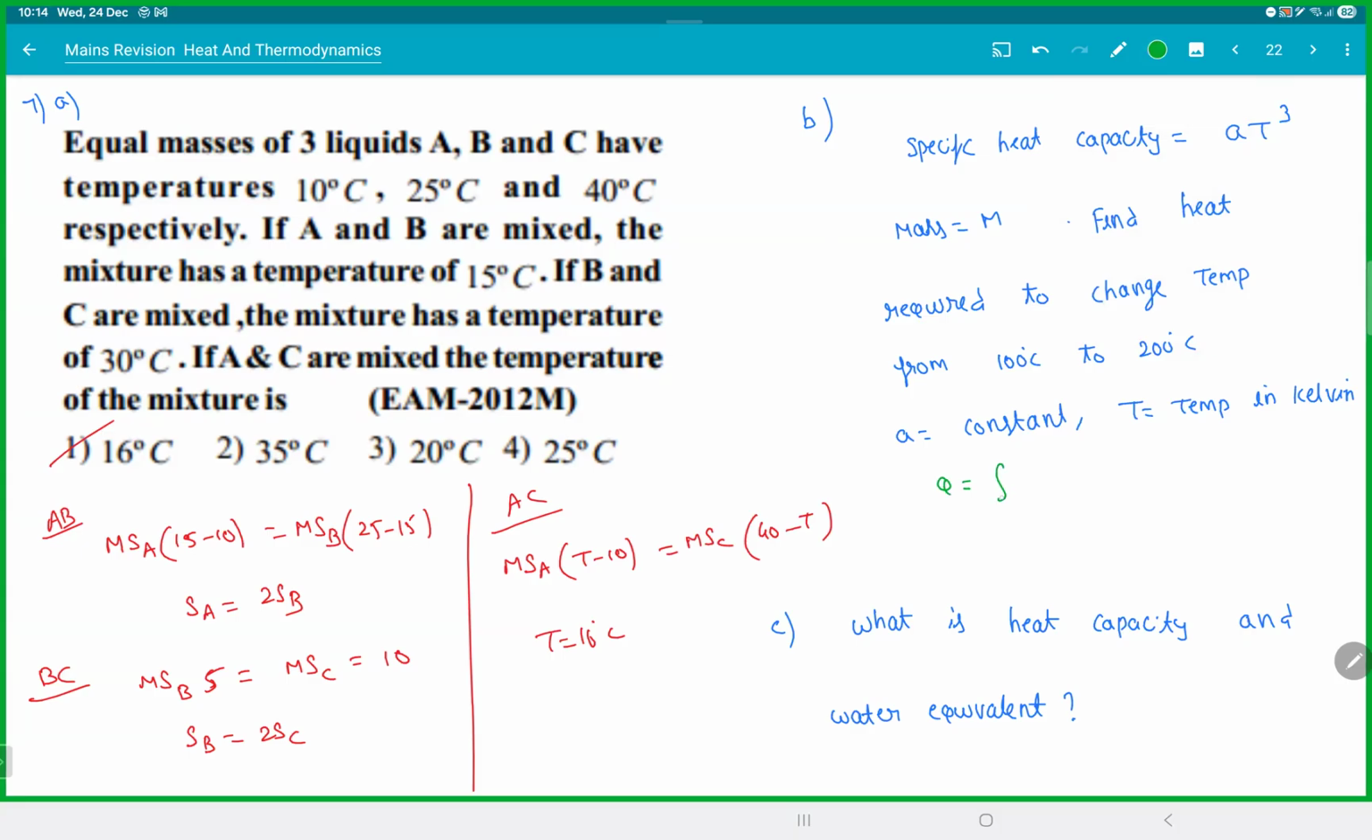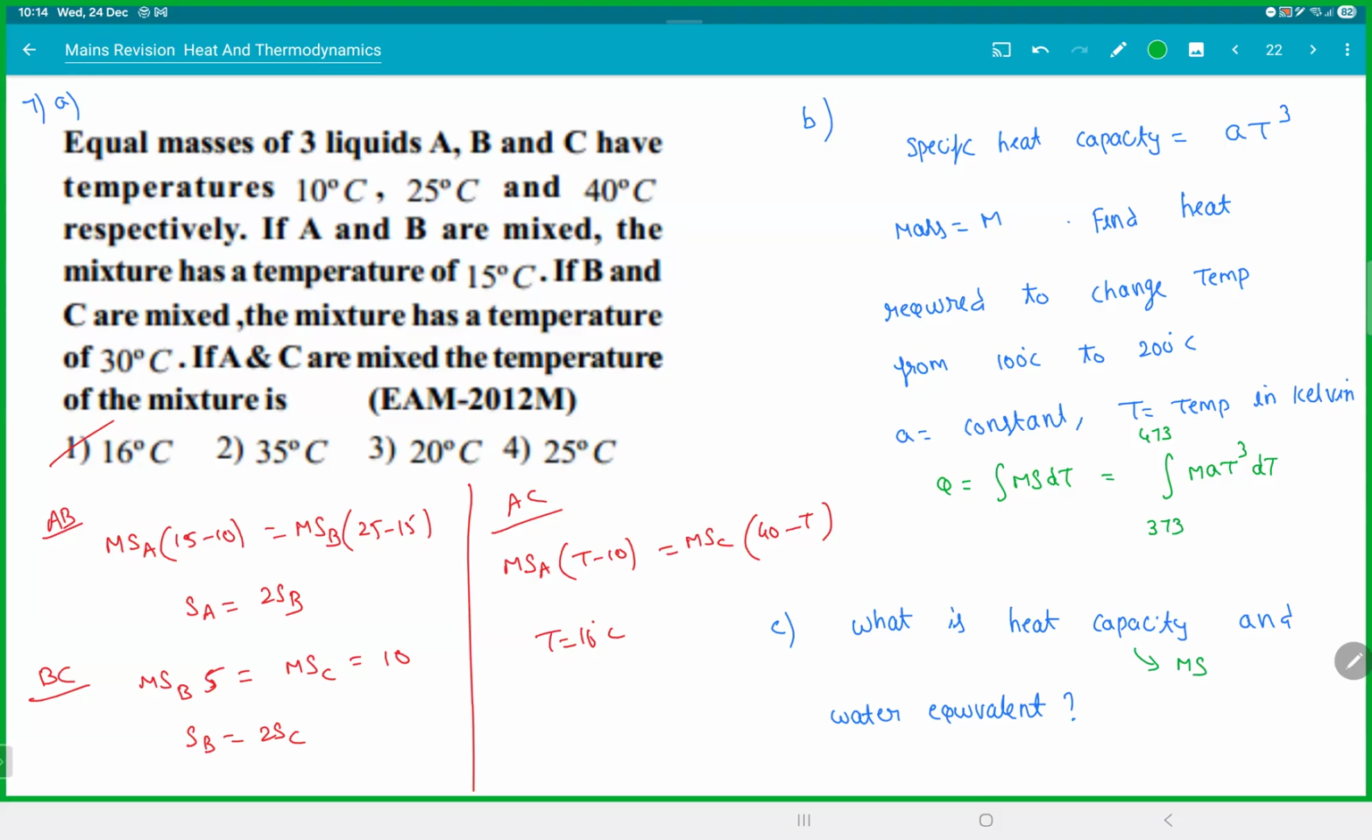Q is equal to integral ms delta T. When you integrate this, it will be M A T cube dT. Temperature is going from 373 to 473 Kelvin. Don't put 100 and 200. Just be careful with that. What is heat capacity? M into S. Mass into specific heat capacity is called heat capacity.